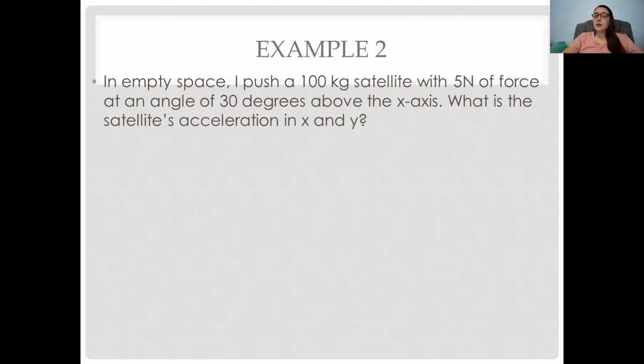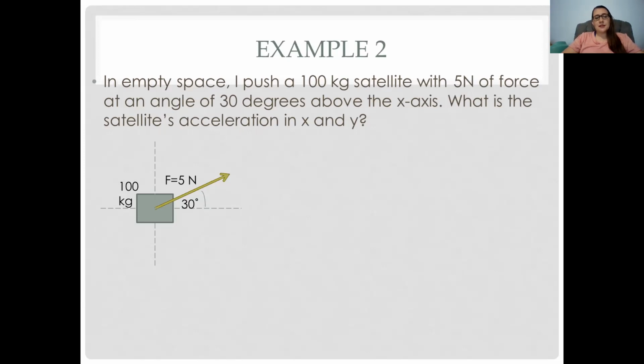So again, I always recommend that you start by drawing a picture if at all possible. So here is our satellite. It's 100 kilograms, that's the mass. There is our x-axis, just for reference, and our y-axis for reference. We're pushing it with 5 newtons of force at a 30-degree angle above the x-axis. Okay, so here's our picture.